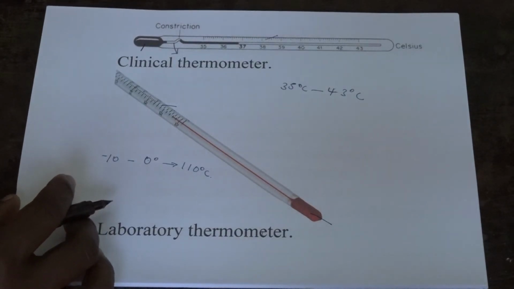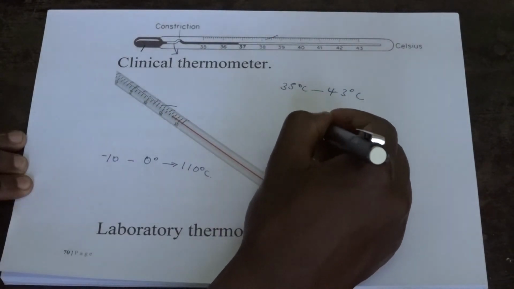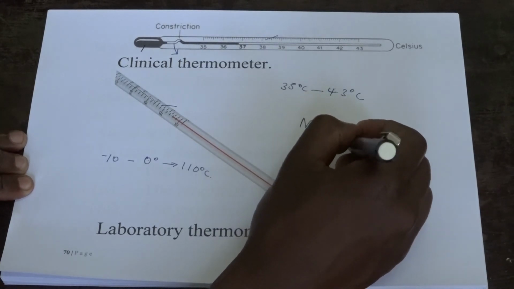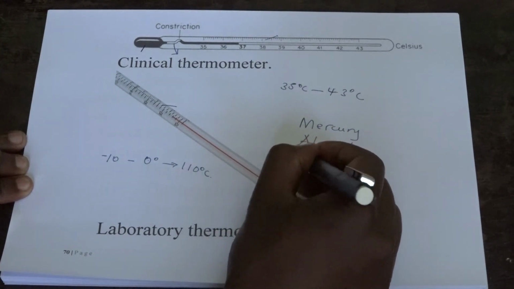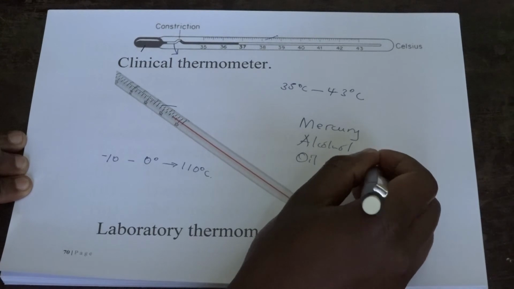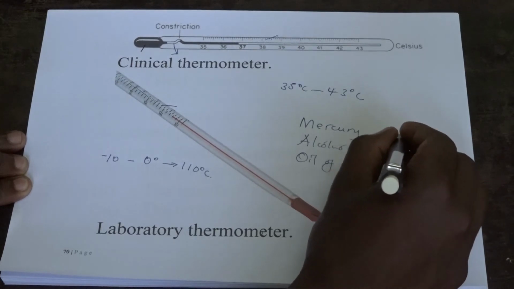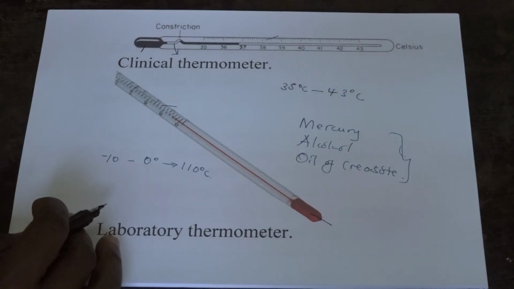Having learned this, we can conclude that the thermometric liquids that are normally used are mercury, alcohol, and oil of creosote. These are some of the commonly used liquids in thermometers. We call them thermometric liquids, whereby the properties have been well highlighted.